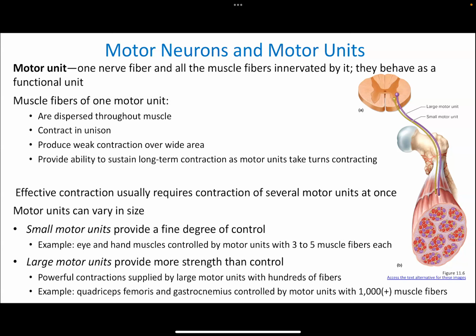The large motor units, on the other hand, are going to provide a lot more strength than they are control. So let's say you want to kick a ball or you want to run fast and far. Those leg muscles need strong contractions, and they don't necessarily need fine control like when you're using your hands to write or to draw. These large motor units are going to have lots and lots of fibers, hundreds of fibers per nerve that it will be activated. Again, legs are an example. Your quadriceps femoris and your calf muscle, the gastrocnemius, can be controlled by motor units that have 1,000 or more fibers attached.